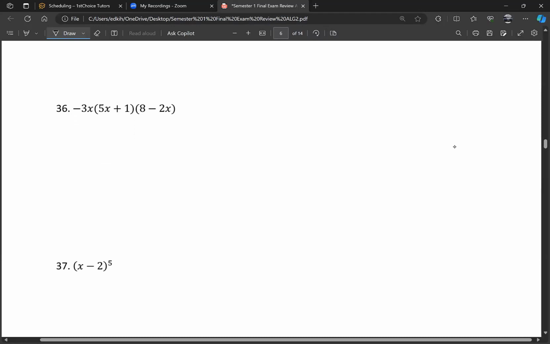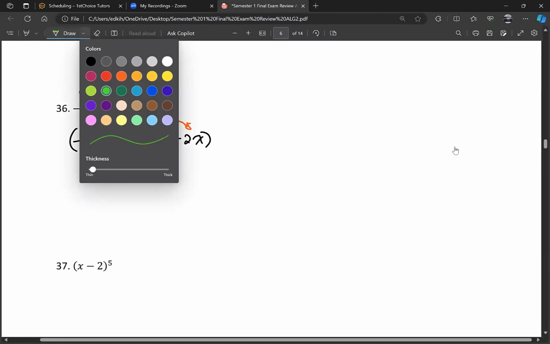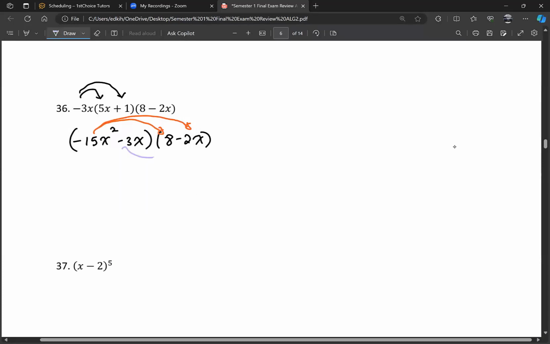So here we're once again distributing. So -3x times 5x, -3 times the 1. So this becomes -15x squared minus 3x as our first parenthesis. And then there's another one, 8 minus 2x. Now we're going to have to FOIL here. So we're going to take this times this times that. Once we've done that, we'll then come back and do this part. This times this times that.